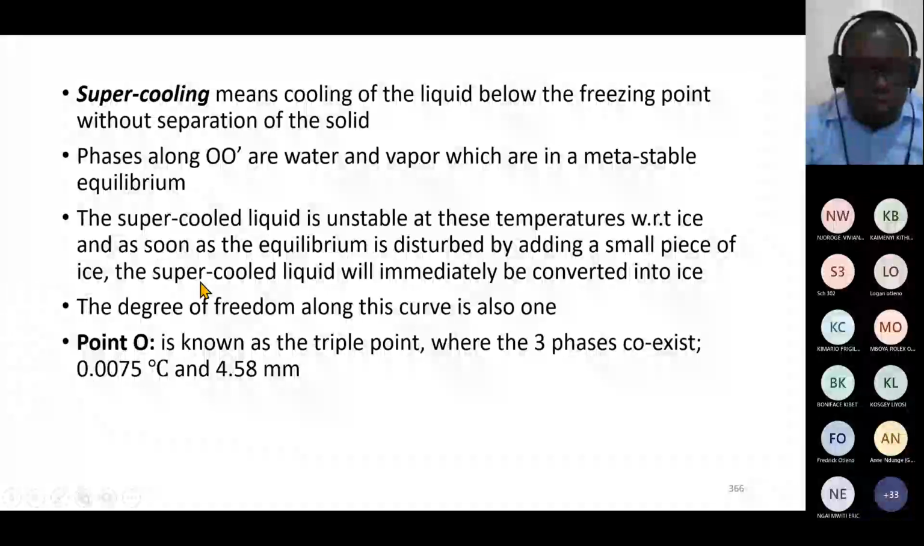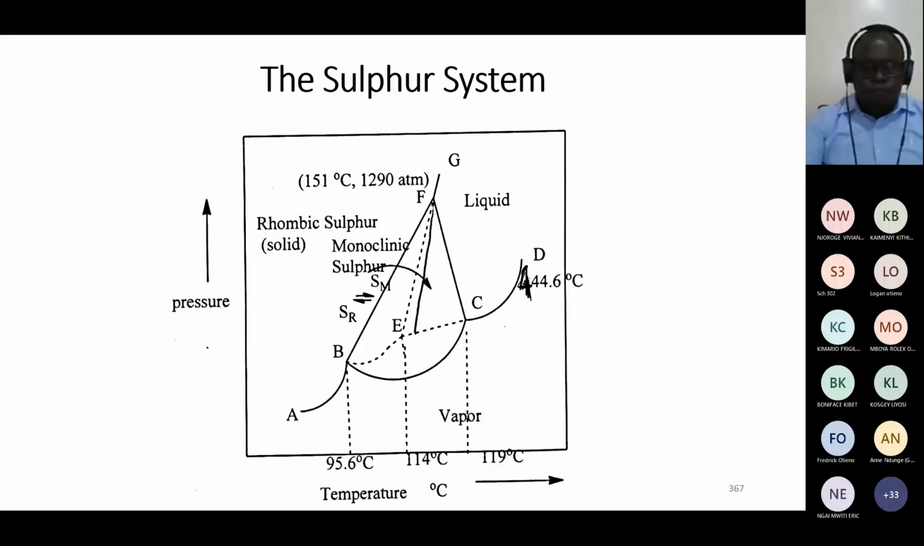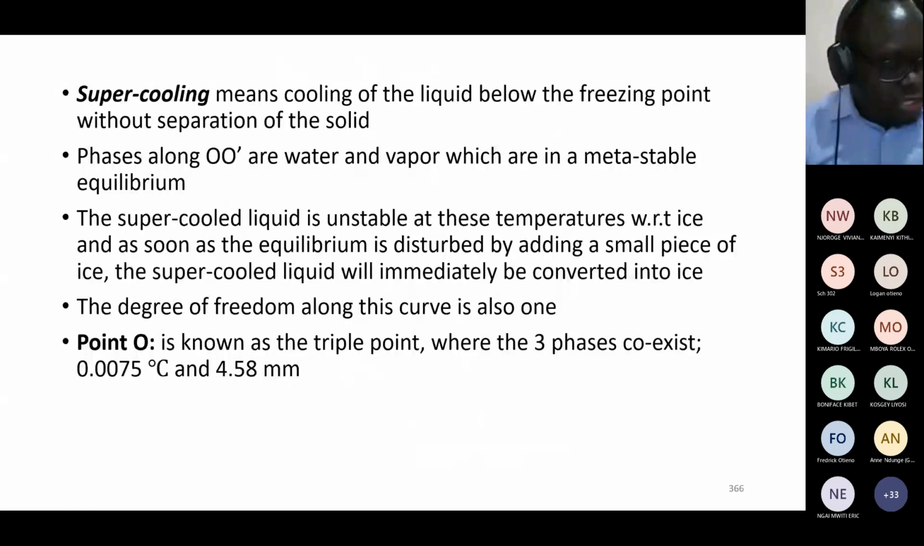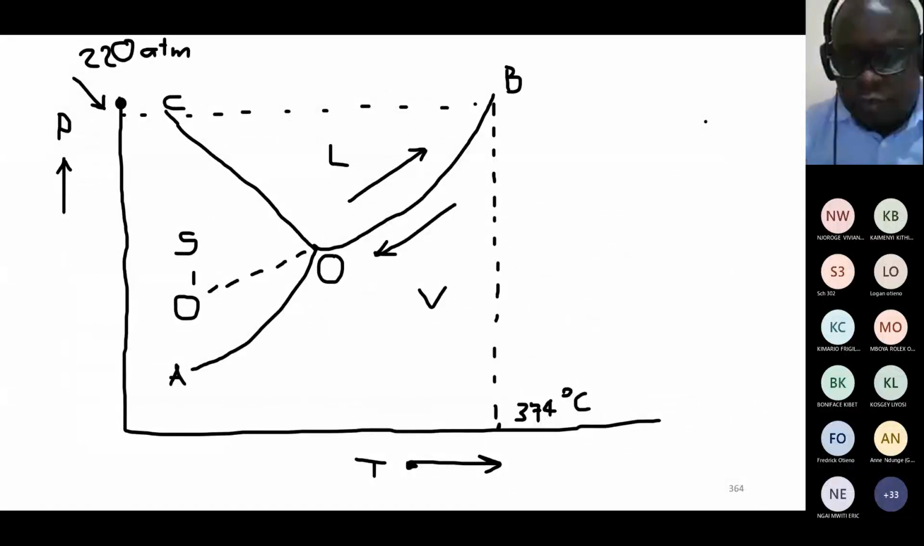Now point O, which we described as being the point where the three phases are in equilibrium, is known as the triple point, where the three phases coexist, and it corresponds to the temperature 0.0075 degrees Celsius and the pressure 4.58 millimeters. So that is the water system, which is an example of a one component system.